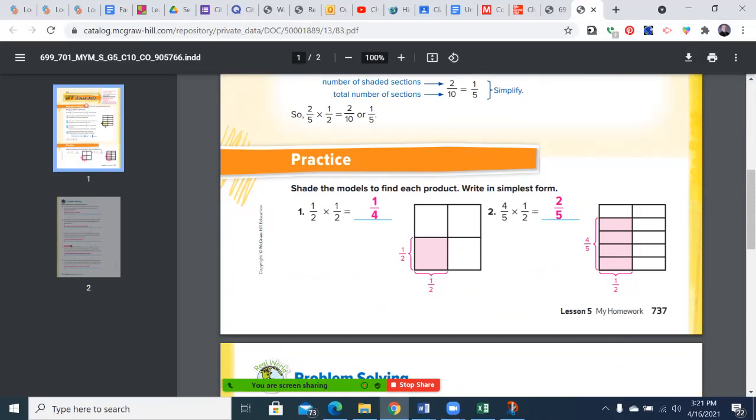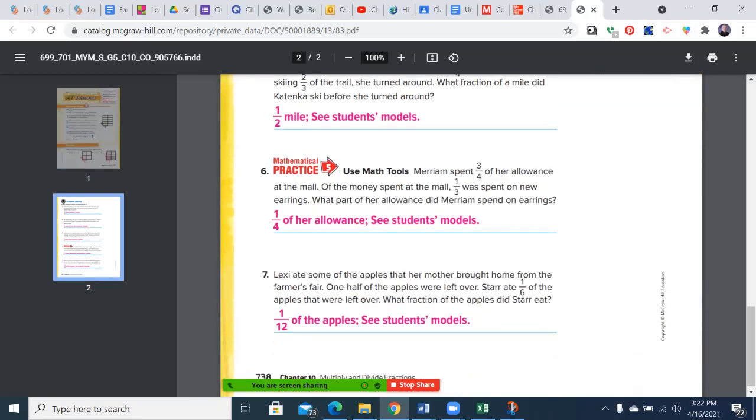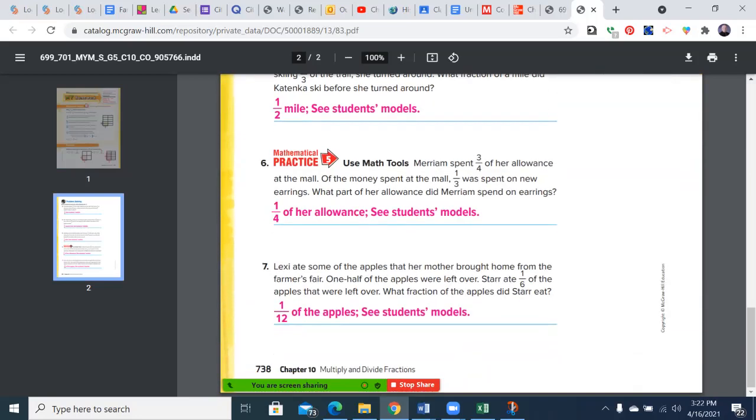Look at it here, 1/2 and 1/2. So you see 2 and 2. 1 shaded in, 1/4. So it's half of a half. 4/5 times 1/2 came out to 2/5 or 4/10. We had 1/8, 1/3, 1/2, 1/4, and 1/12 going down the stretch. If you have questions on this assignment, please see me. I'd be more than happy to review it with you.